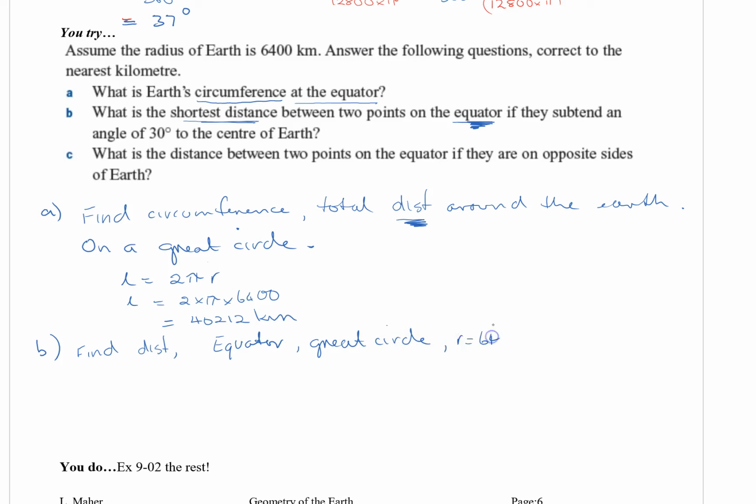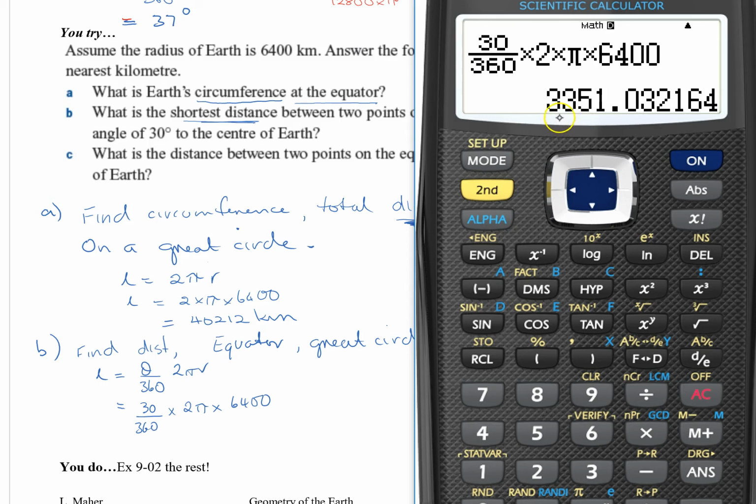It's pretty straightforward. Use the formula. L is theta on 360 times 2 pi r. Theta was 30 on 360 times 2 pi times 6,400, which you can see there gives 3351. So 3,351, and I'll be rounding it to the nearest kilometre. So the first digit I cut off is a 0. That's not going to have any impact. So it'll be this.